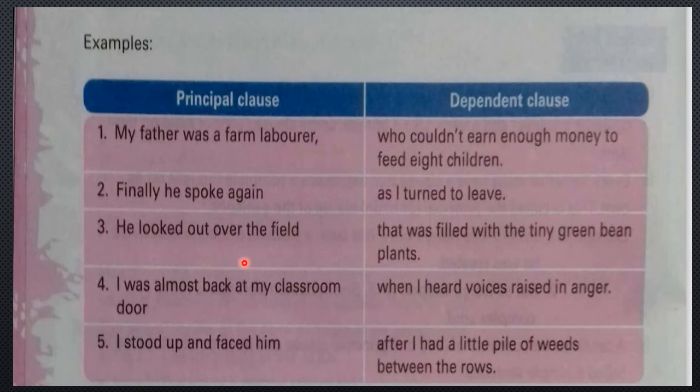Now this third one, he looked out over the field that was filled with the tiny green bean plants. This part is the dependent clause, this is your principal clause. Together again you get a complex sentence. I was almost back at my classroom door when I heard voices raised in anger. So this part dependent, this part principal. Together they give a complex sentence. I stood up and faced him after I had a little pile of weeds between the rows. So dependent part, principal part, together they give you a complex sentence.